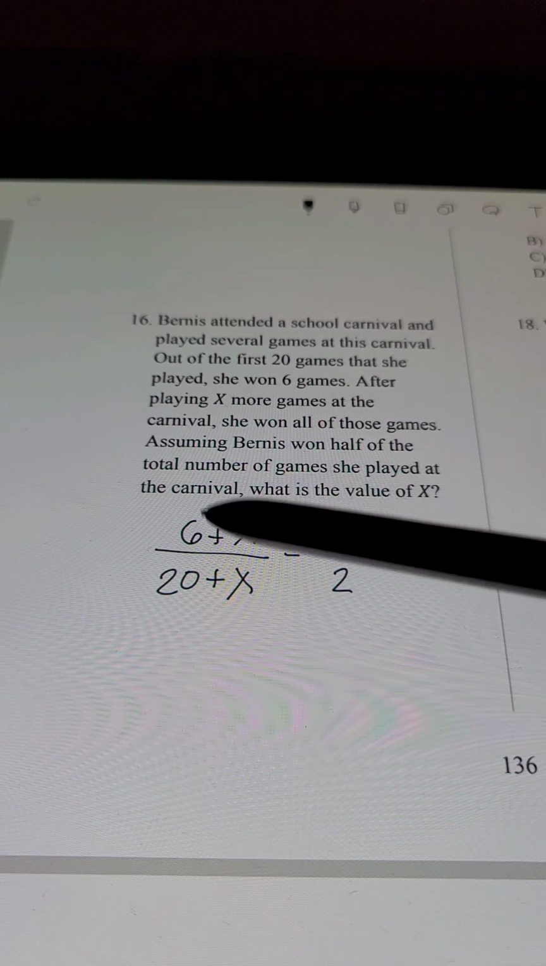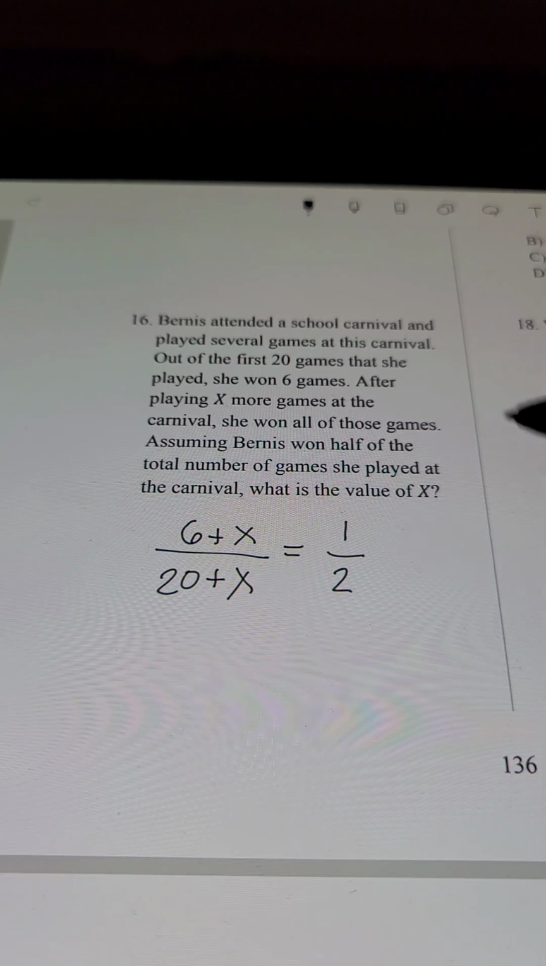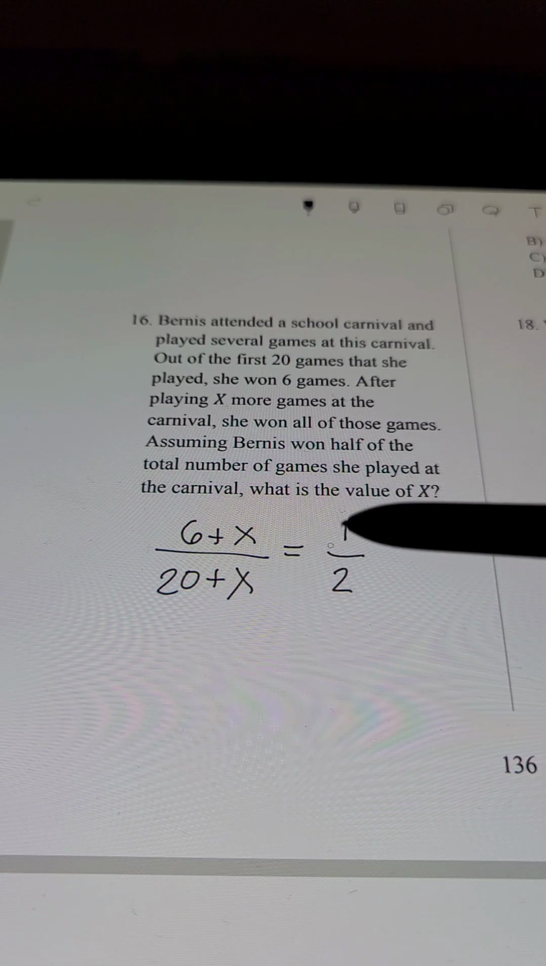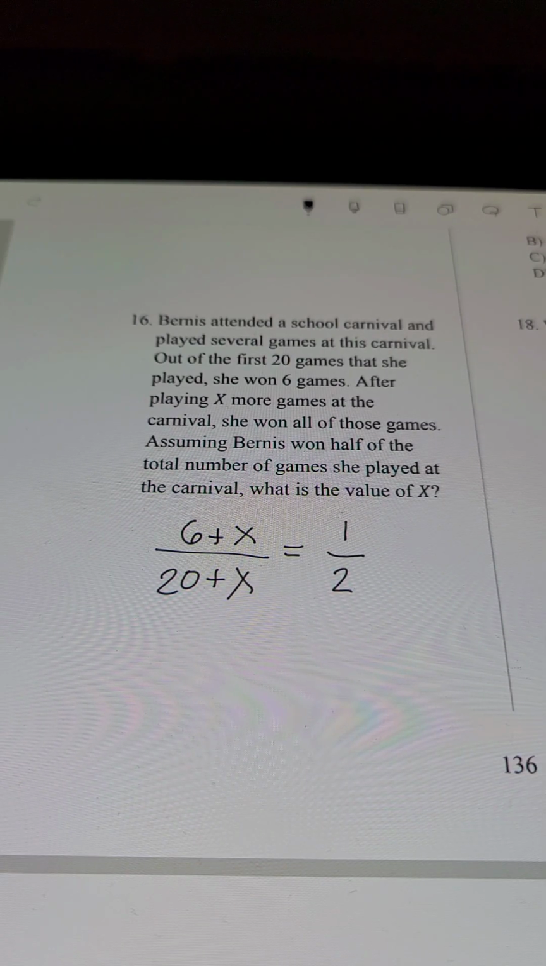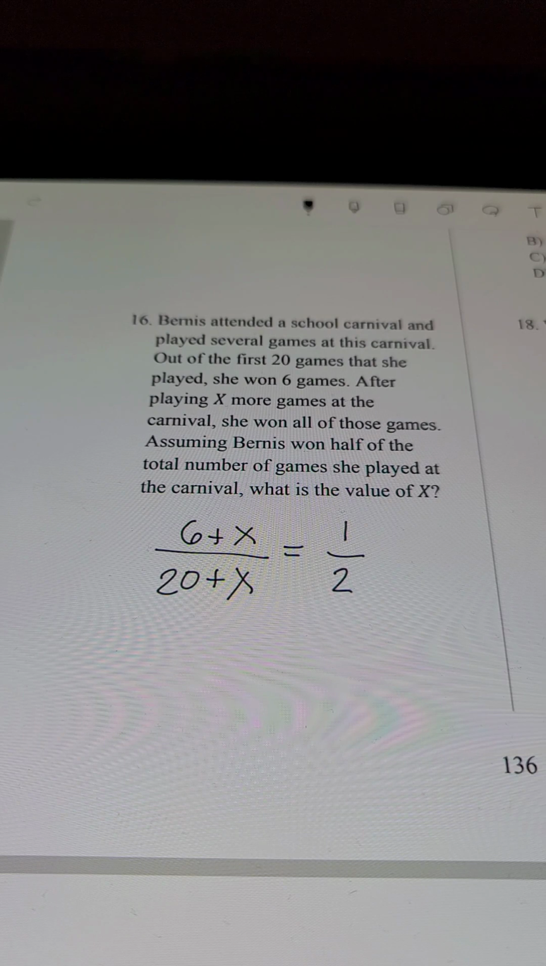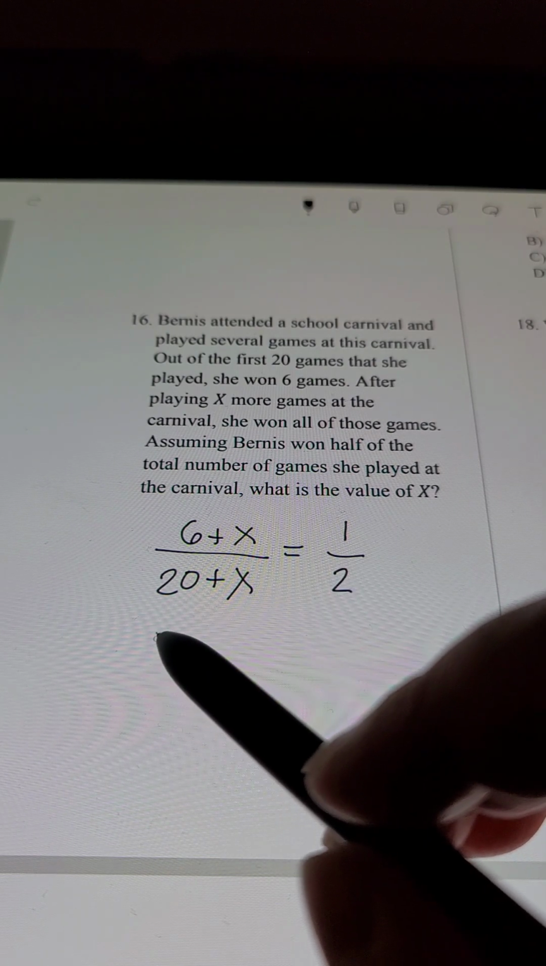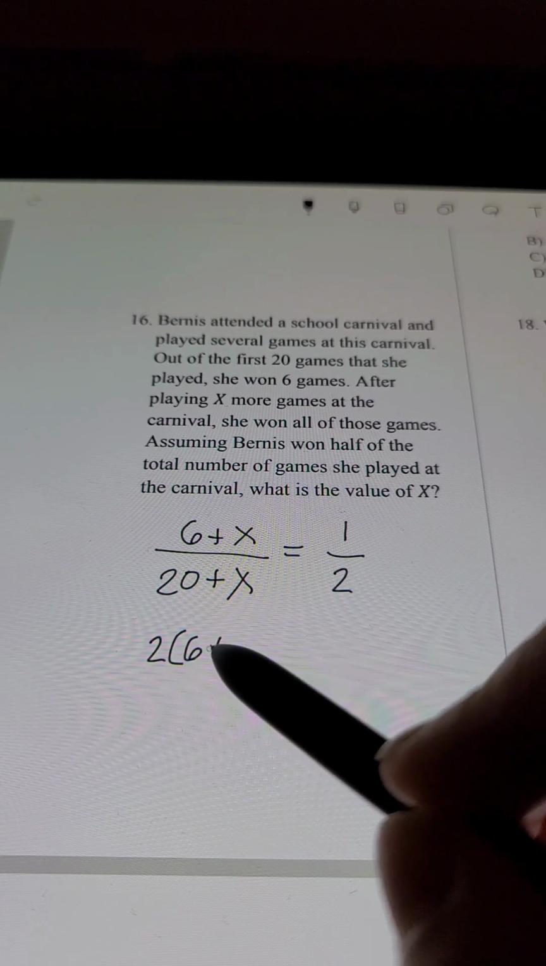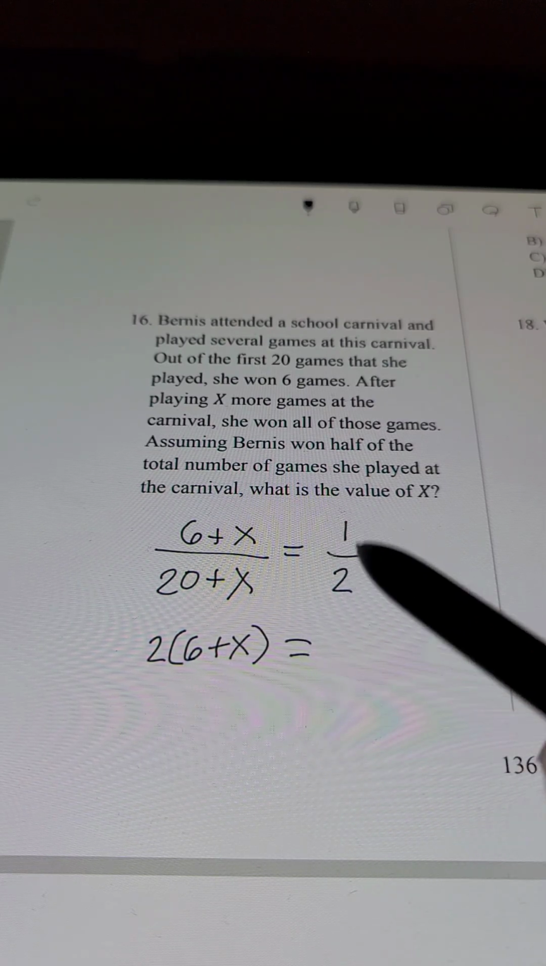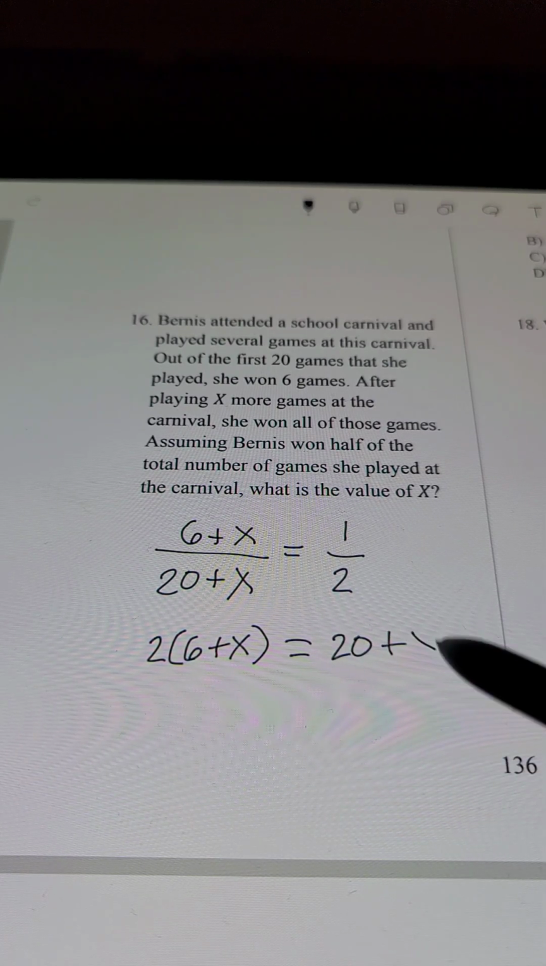So that's the wins to total number of games. And that has to equal 1/2 because she's winning half. Like wins to total would be 1 to 2, 1/2. So now I'm just going to cross multiply and solve for what X is. So now I'm going to have 2 times 6 plus X is equal to 1 times 20 plus X. So that's just 20 plus X.